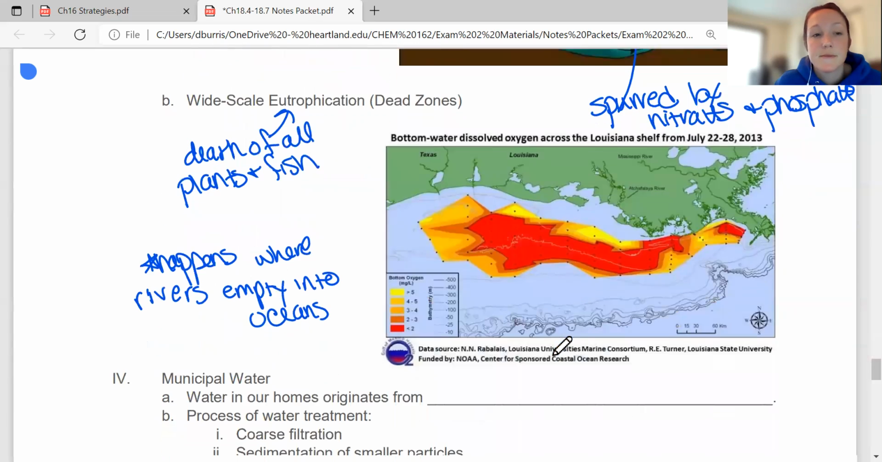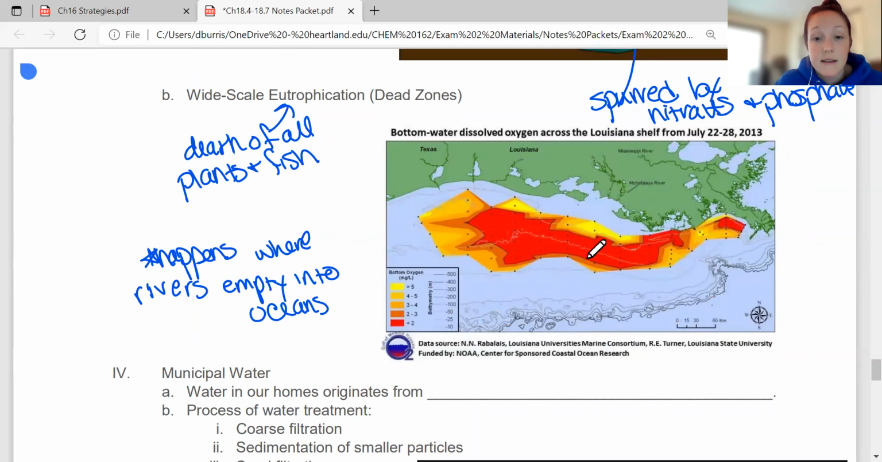So wait, in that whole area, there's no fish at all? Yeah, so it's a little bit further off coast than what it seems here. But it's the bottom oxygen. So there might be some fish closer to the surface. But closer to the bottom of the ocean, we've got nothing going on down there. If you look at these numbers, as it gets red, that's less than 2 parts per million of oxygen. That's not enough to sustain anything. So we'll get all that algae and bacteria, but that's about it.